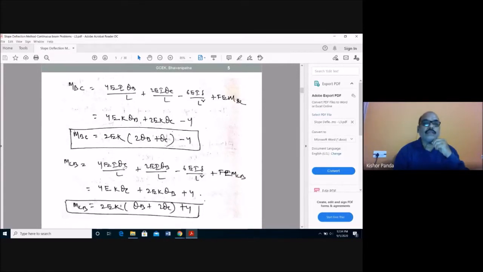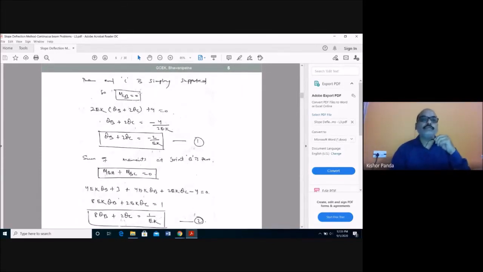Then find out MCB. MCB is equal to 4EI theta C by L plus 2EI theta B by L minus 6EI delta by L square plus FEM CB. Here also delta is equal to 0 and these are unknown, so it will remain 4EK theta C, 2EK theta B plus 4. FEM CB is 4. Then MCB is equal to 2EK theta B plus 2 theta C plus 4.